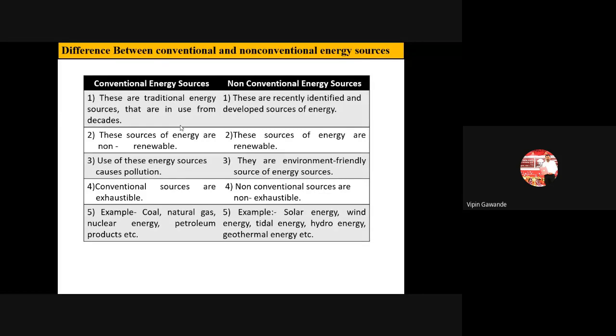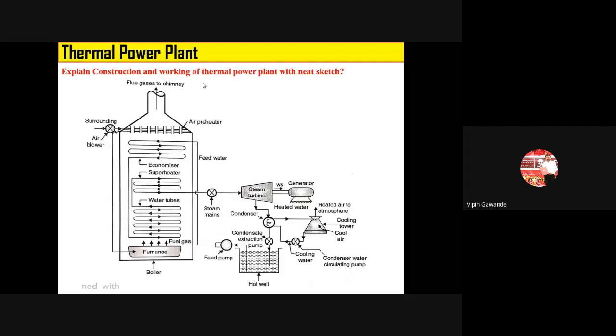Then we have discussed the thermal power plant, its construction and working. This is very important, as 7-mark questions will be asked on it in the university exam. So we'll quickly revise the construction and working of the thermal power plant.